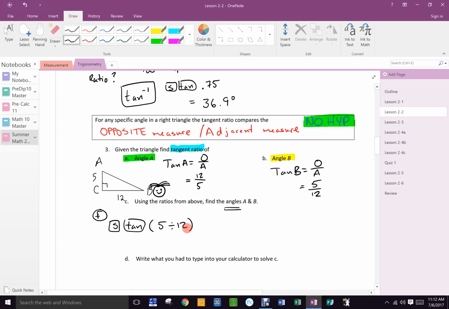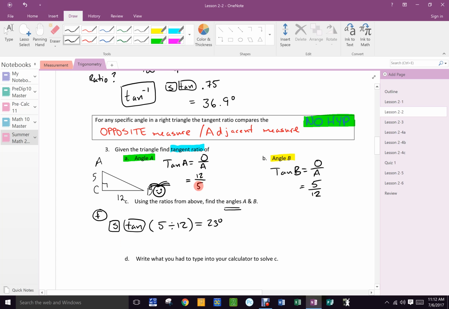Which one? B. And then equals. And what is it? 22.6? 62, so let's call it 23. Everybody cool? So what then is angle A?